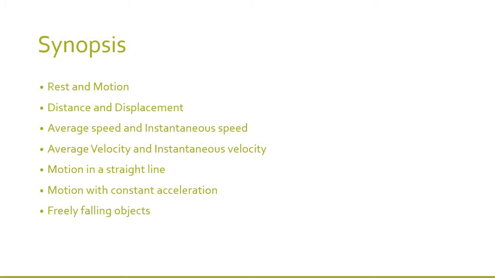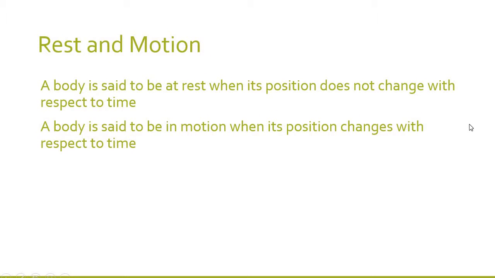So, first, let us discuss rest and motion. What is called rest and what is called motion? A body is said to be at rest when its position does not change with respect to time. That is, if a body is at a stationary position without moving, it is said to be at rest. And a body is said to be in motion when its position changes with respect to time. That is, its position is different at different times.